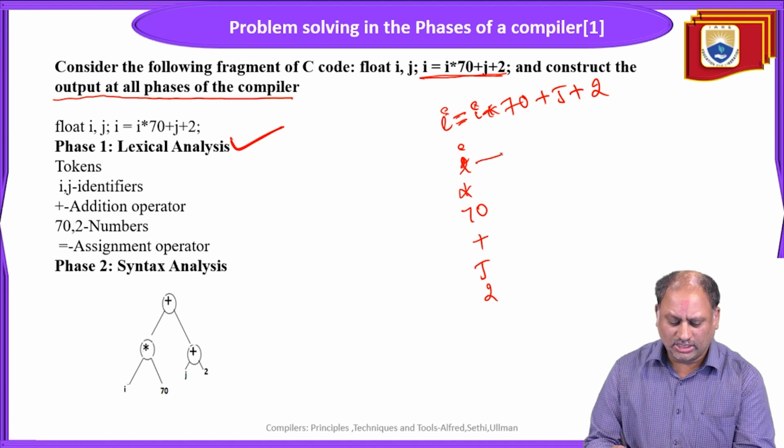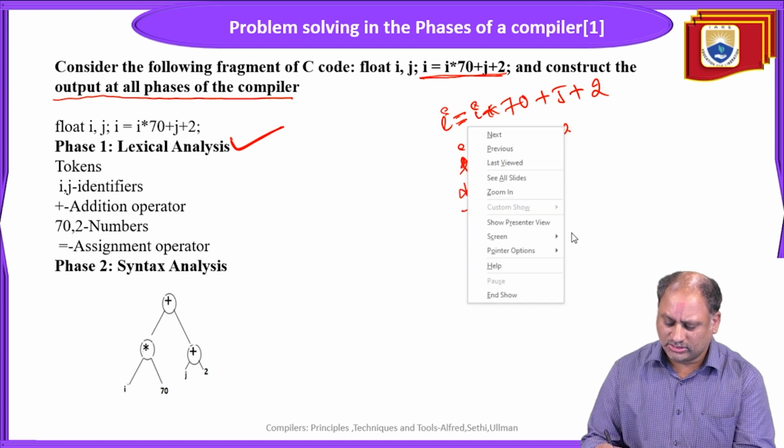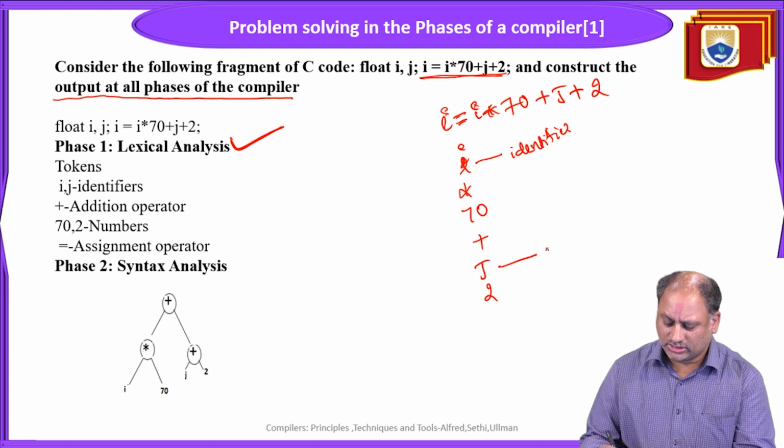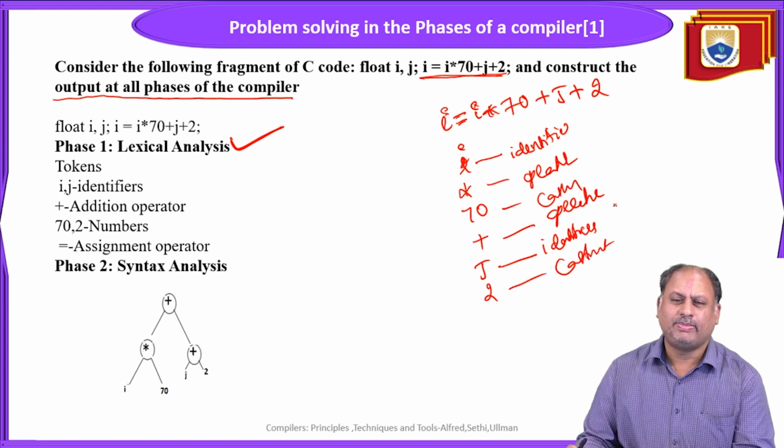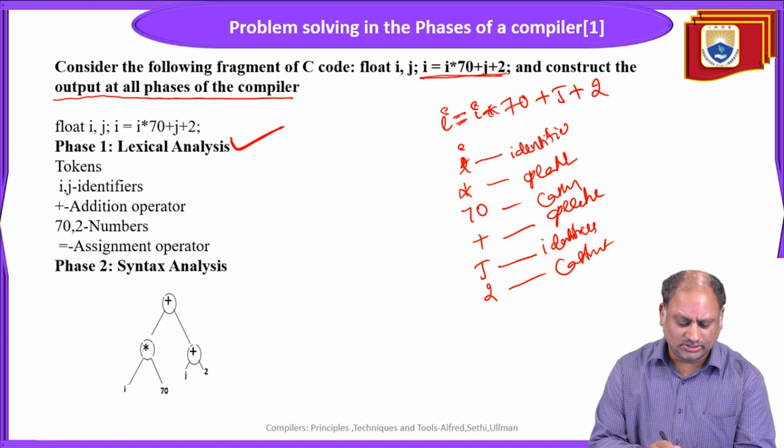Now what is i? It is an identifier. j is also an identifier. So i and j are the identifiers. Star is an operator. Plus is also considered an operator. 70 is a constant. 2 is also a constant. So like this, it separates all the information.